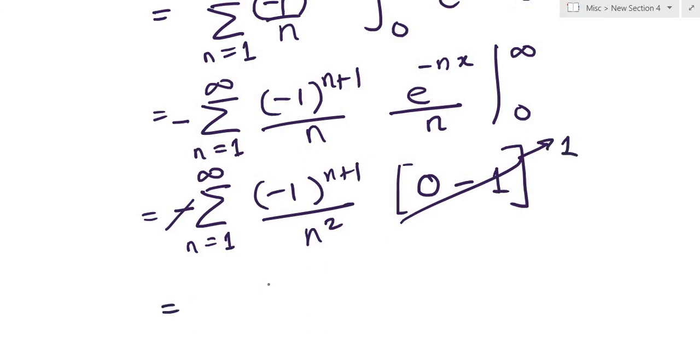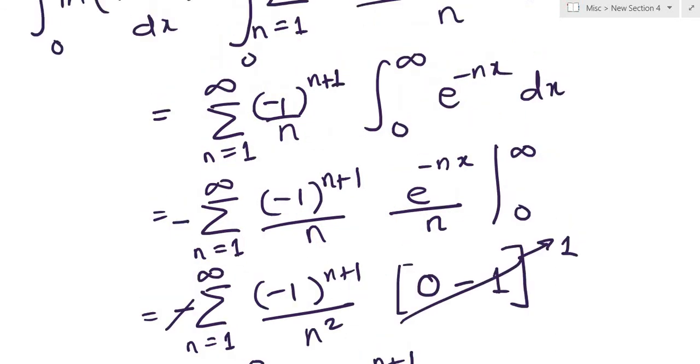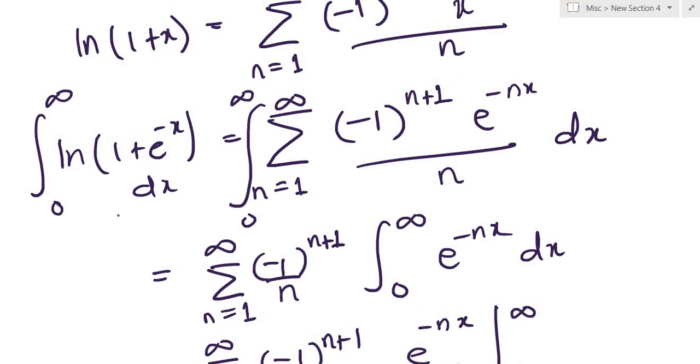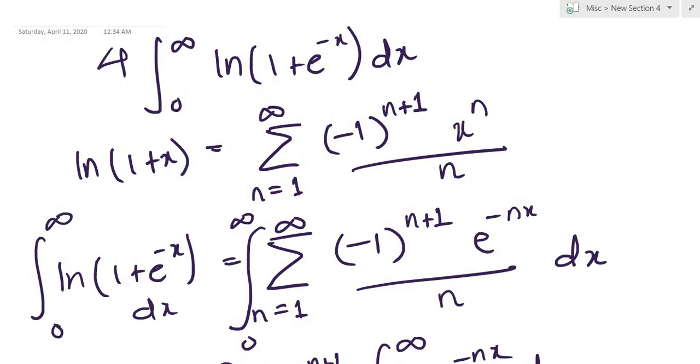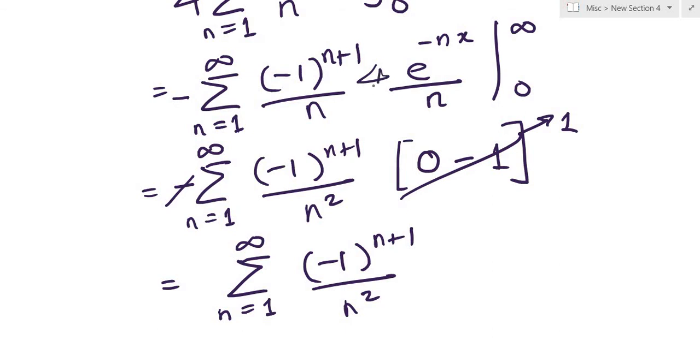So finally, all we are left with is this infinite sum, minus 1 raised to n plus 1 over n squared. But this is just our integral from 0 to infinity of the natural log of 1 plus e raised to negative x. We need 4 of those, right? So we should have multiplied 4 from the start. We have a 4 here. Now let's remember what this is.